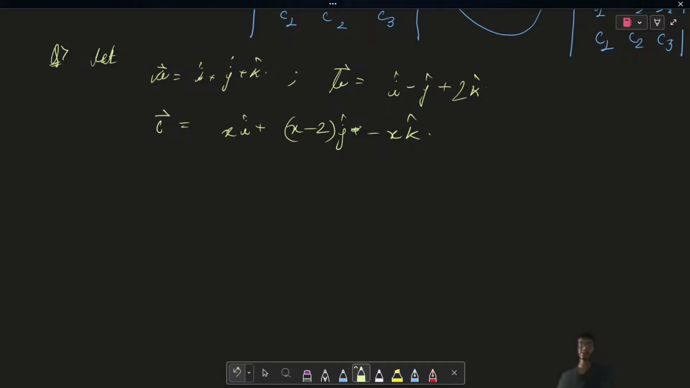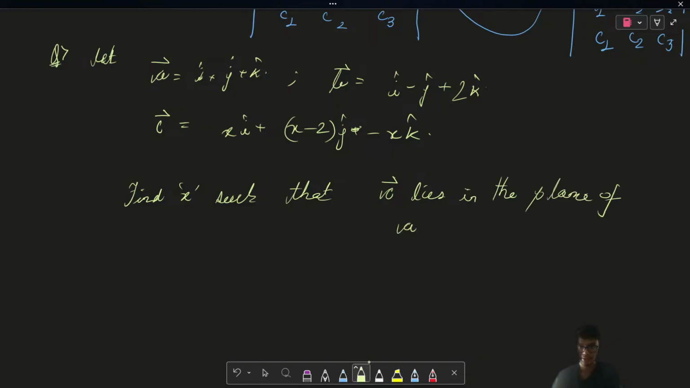So if these are your three vectors, then find x such that the c vector is in the plane of the a vector and b vector. Try this problem and let me know the answer. Please take your time and try to solve it. This is a very simple problem. Please take your time and tell me the answer.